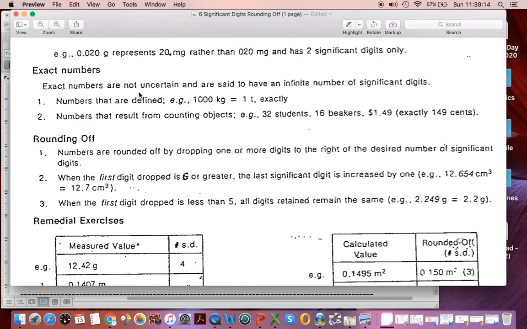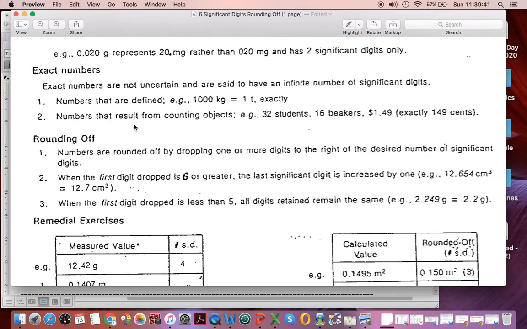Separate from that, exact numbers. Certain conversion factors are exact. And so, for example, there's exactly 100 centimeters in a meter. There's exactly 1,000 millimeters in a meter. There's exactly 1,000 meters in a kilometer. Those kind of things. So there's no uncertainty. So they have infinite sig figs.